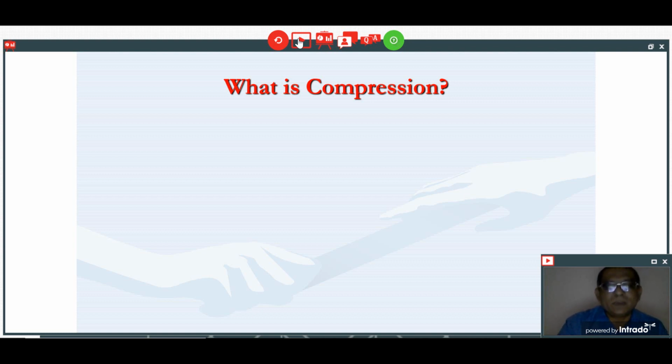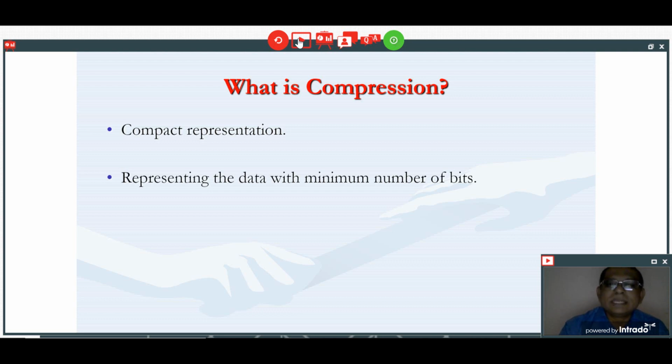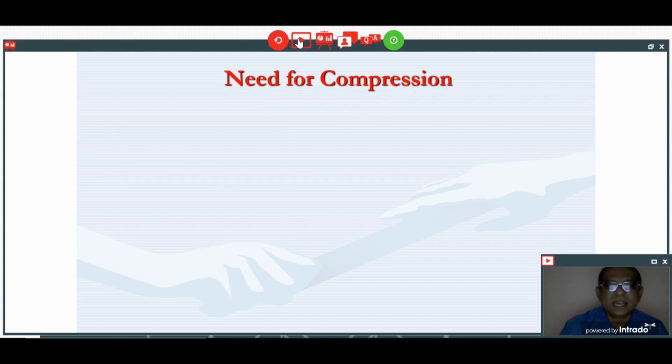Another area in image processing is compression. So we are going from one area to the next. Till now we have discussed enhancement followed by denoising. Then the next area in image processing is compression. So what is compression? Compression is basically compact representation. The objective of compression is to represent the data with the minimum number of bits. Why do we want to do it? Because of two important goals: one is effective storage, the other is efficient transmission.